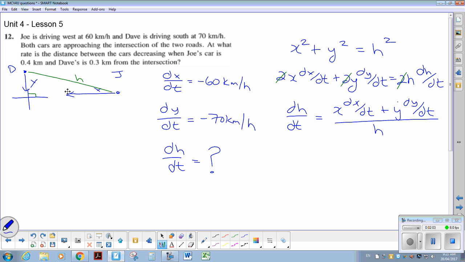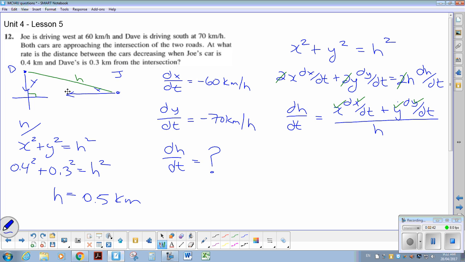So let's see what kind of information I have. I know dx/dt and dy/dt, so those two I know. When Joe's car is 0.4, I know x and I know y, but I need to find h. So over here, we'll find h, and we'll just use the Pythagorean theorem. We would have 0.4 squared plus 0.3 squared equals h squared. We solve that, so 0.4 squared plus 0.3 squared, square rooted, is 0.5 kilometers.